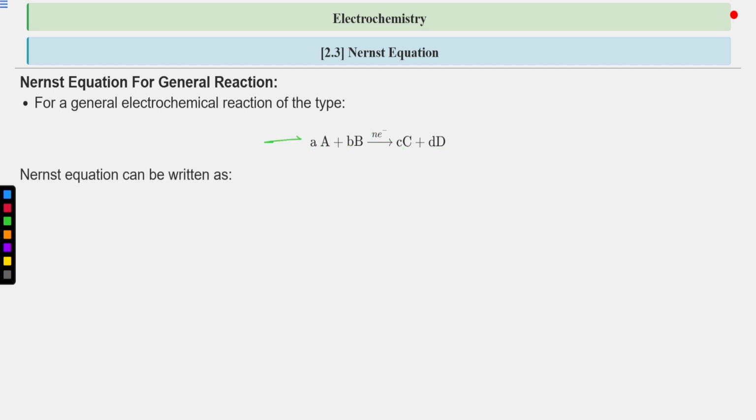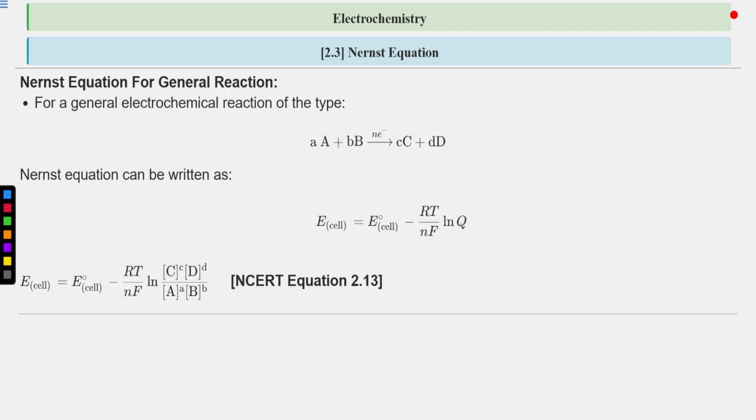Now the Nernst equation for this general reaction can be written as: cell potential equals the standard cell potential minus RT by nF, ln Q. n is the number of electrons participating in this cell reaction. Q represents the reaction quotient. And what will be the value of Q? So the cell potential equals the standard cell potential minus RT by nF ln Q.